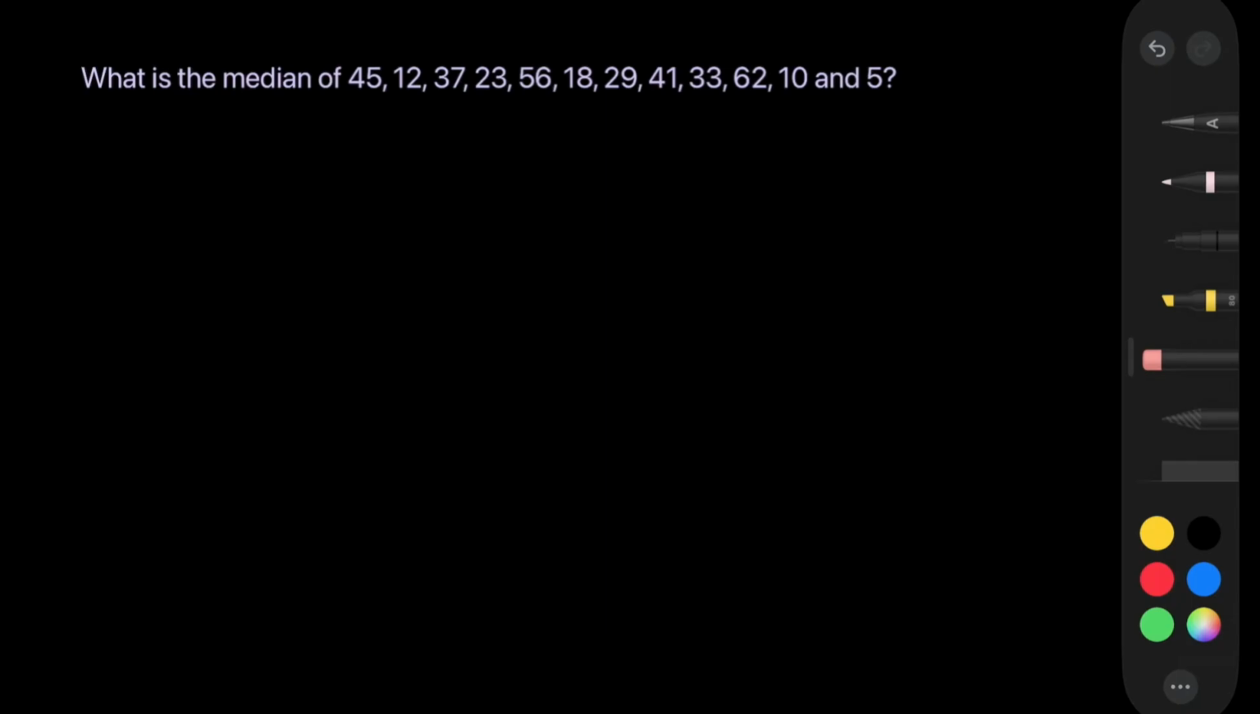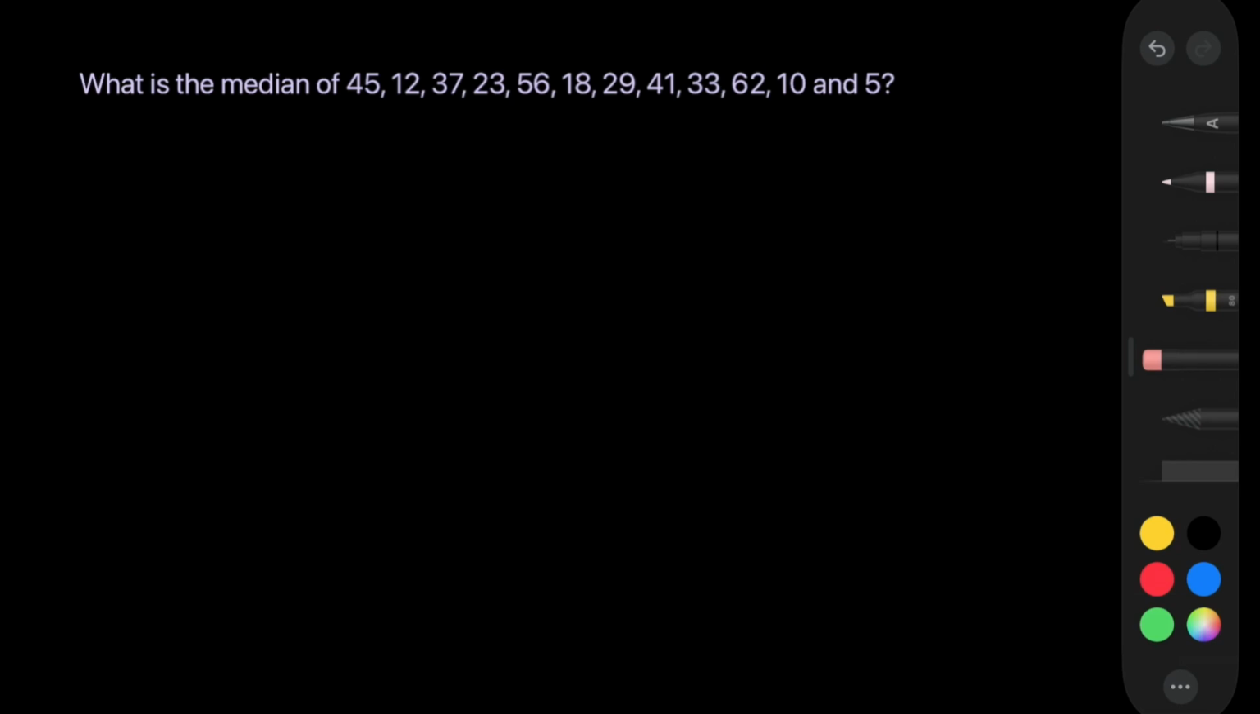What is the median of 45, 12, 37, 23, 56, 18, 29, 41, 33, 62, 10, and 5? So first we either need to arrange this in ascending or descending order. I will go with ascending.